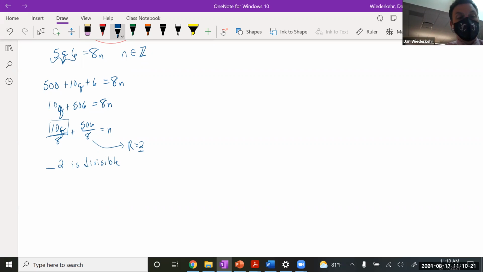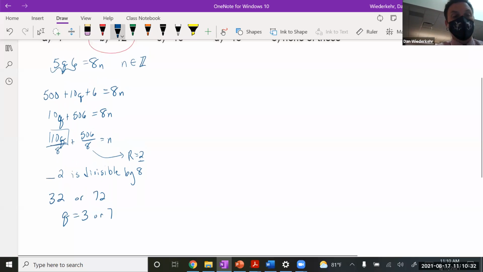And there are only 2 numbers that could be: 32 or 72. So we know that Q is 3 or 7. It's one of those two. We're not sure which one.